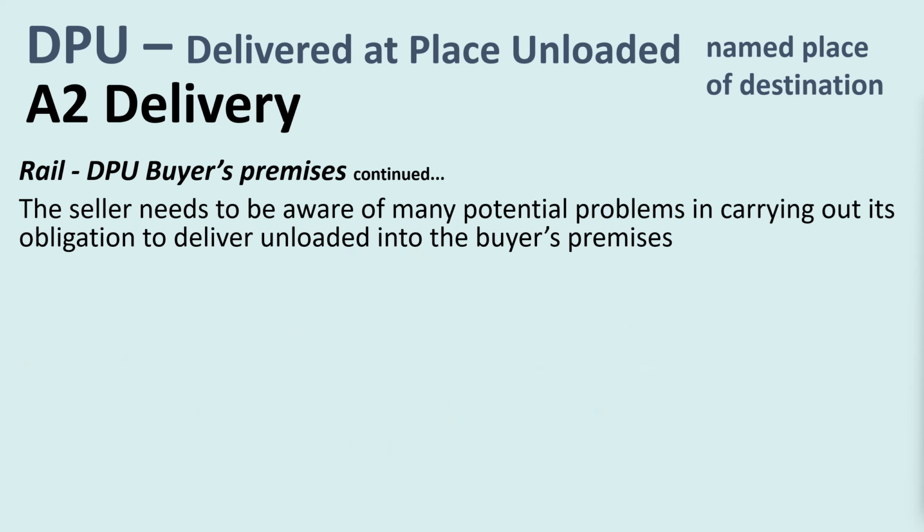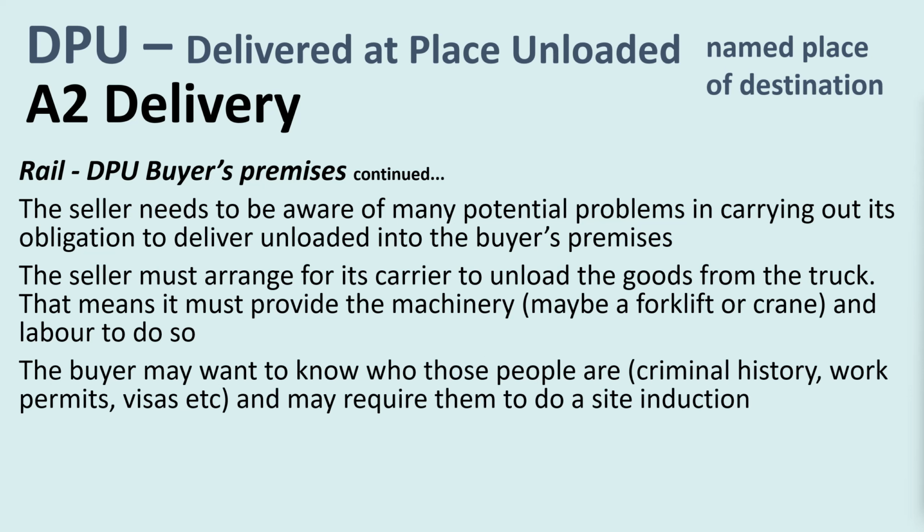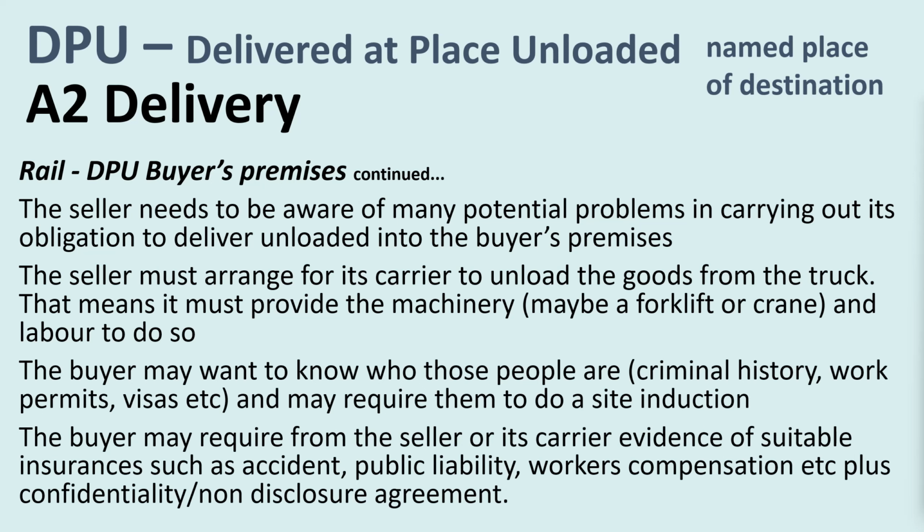The seller needs to be aware of many potential problems in carrying out its obligation to deliver unloaded into the buyer's premises. The seller must arrange for its carrier to unload the goods from the truck or rail car. That means it must provide the machinery, maybe a forklift or crane, and labour to do so. And the buyer may want to know again who those people are, their criminal history, their work permits, their visas, etc., and may require them to do a site induction. The buyer may require from the seller or its carrier evidence of suitable insurances such as accident, public liability, workers' compensation, etc., plus confidentiality and a non-disclosure agreement.